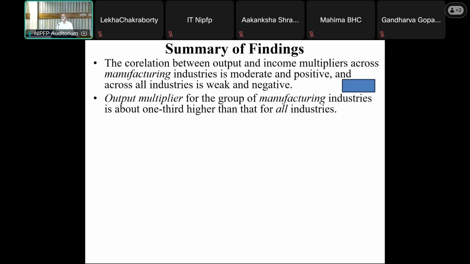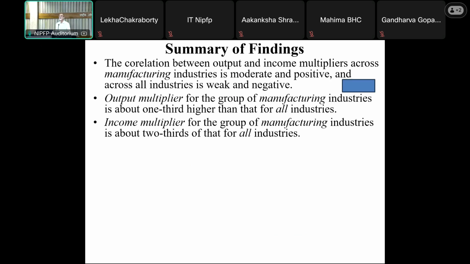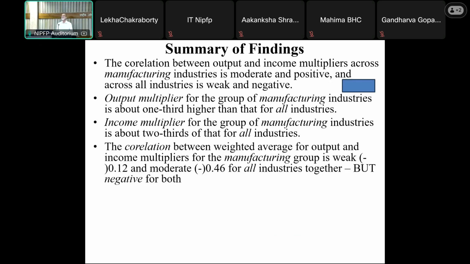So the output multiplier for the group of manufacturing industries is about 1/3 higher than that for all industries. The income multiplier for the group of manufacturing industries is about 2/3 of that for all industries, so it is lower than that for all industries. And the correlation, whether for the manufacturing group or for all industries together, is negative. In the case of manufacturing, it is weakly negative. In the case of all industries together, it is moderately negative.